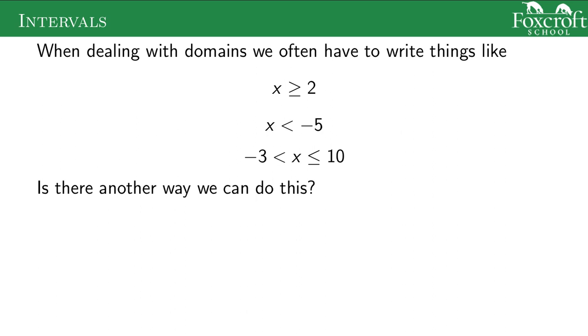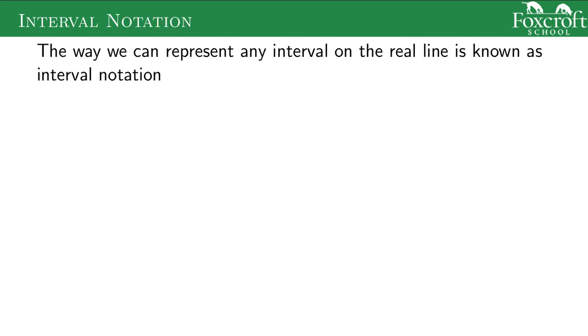So a lot of times when we're dealing with domains, which is the thing we've talked a lot about this unit, you end up writing answers like this. X is bigger than or equal to 2, x is less than -5, x is between these two values. Is there another way we can do this that's kind of more precise and less writing, which is always good? All right, so the answer to this is going to be interval notation.